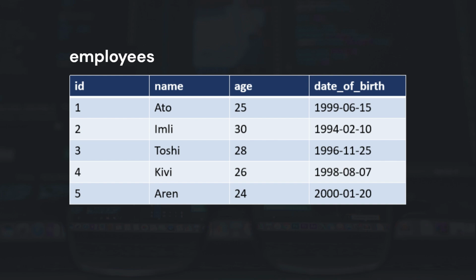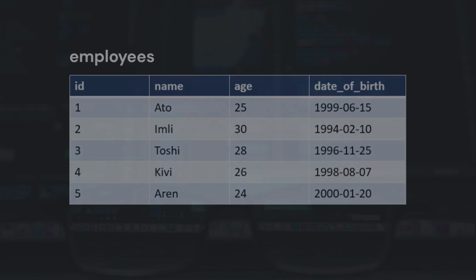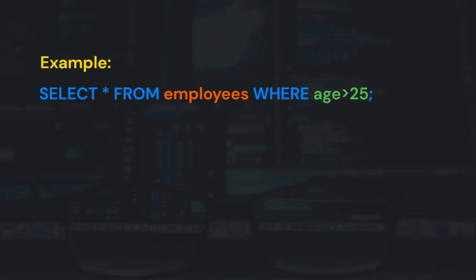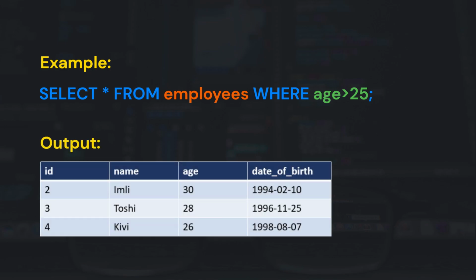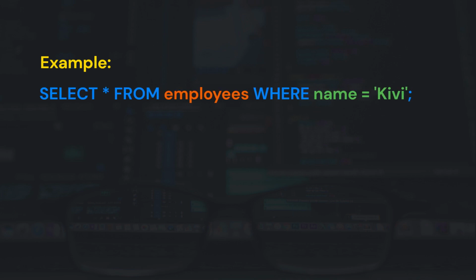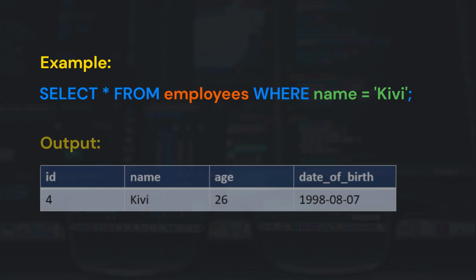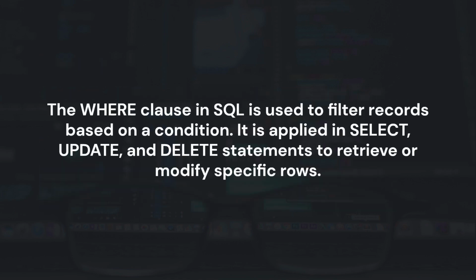However, in real-world scenarios, we often don't need all the data at once. To filter records based on specific conditions, we use the where clause. For example, if we want to get employees who are older than 25, we write select star from employees where age greater than 25. Similarly, if we need to find an employee named Kiwi, we use select star from employees where name equal to Kiwi. The where clause is powerful for retrieving relevant data efficiently.